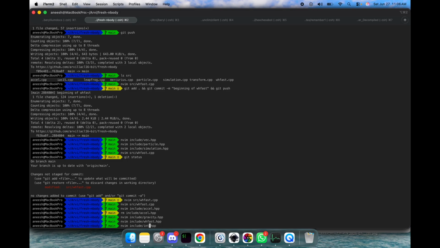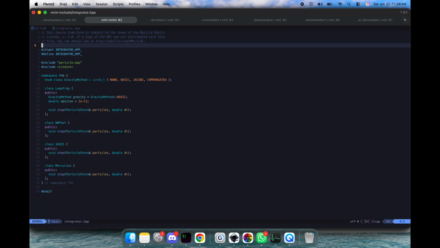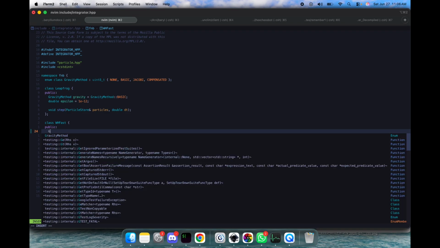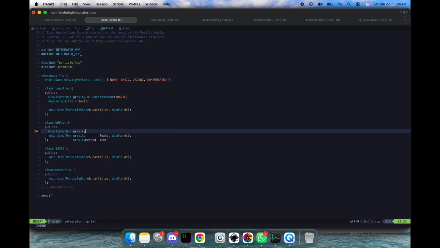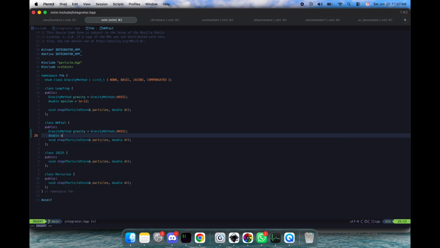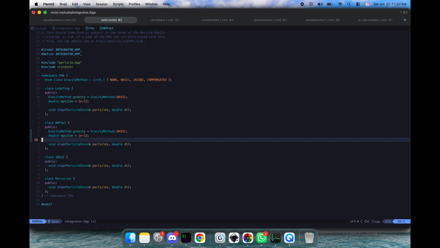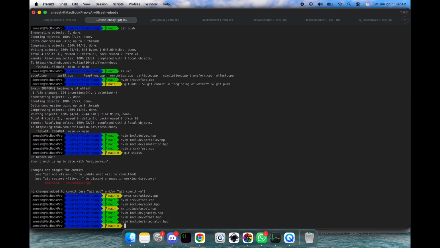So what is integrator.hpp? So gravity method. Gravity should be just gravity method basic. And epsilon should equal this. Just your standard setup. I'm going to add more as necessary. src/WHFast.cpp.